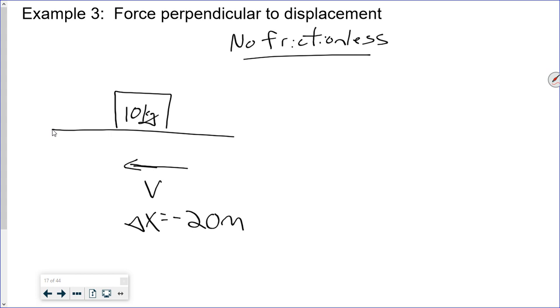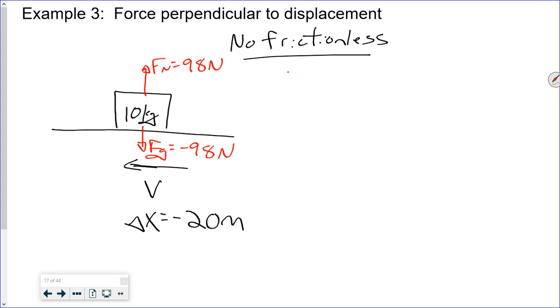So when I started this, I said we should start by making a free body diagram, and I haven't been doing that yet just because I've been focusing on how to find the work. So let's do this. Our force of gravity is going to be 10 times 9.8. It's negative 98 newtons. Our normal force, 98 newtons.